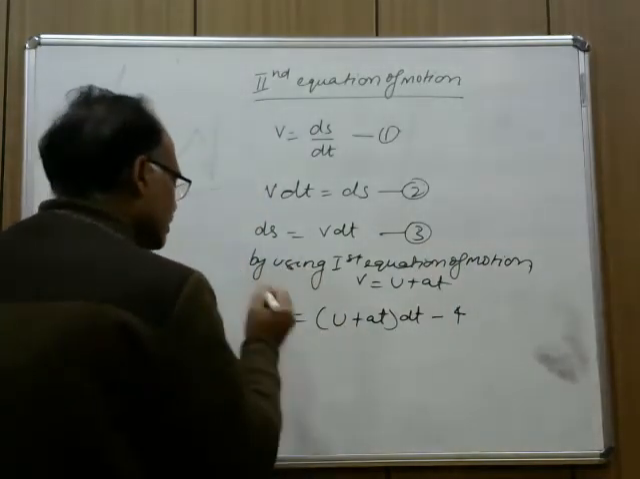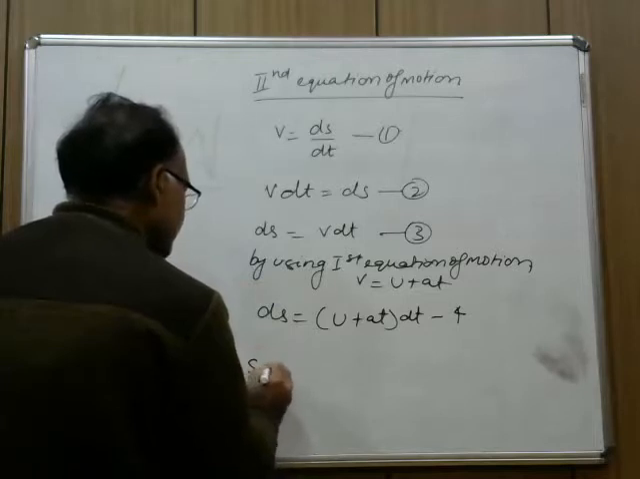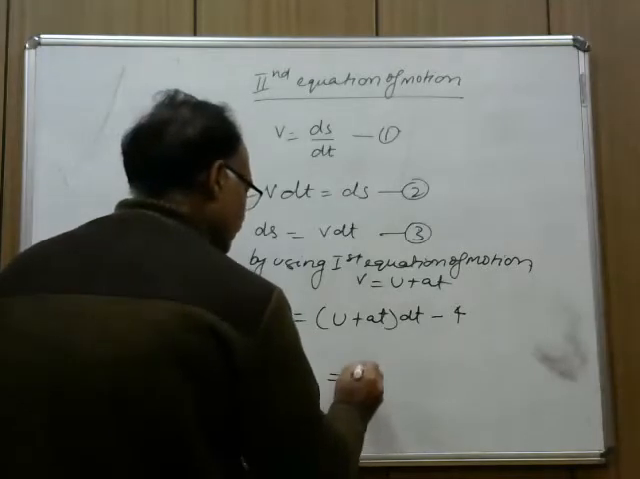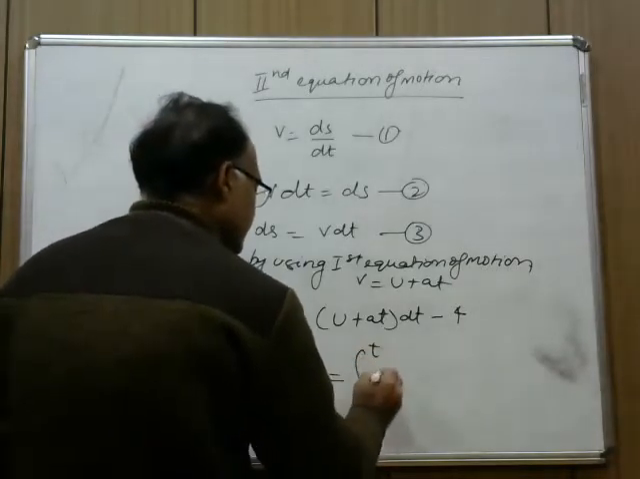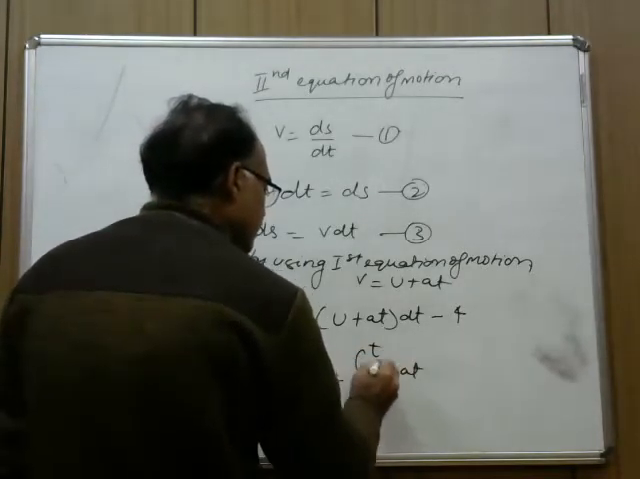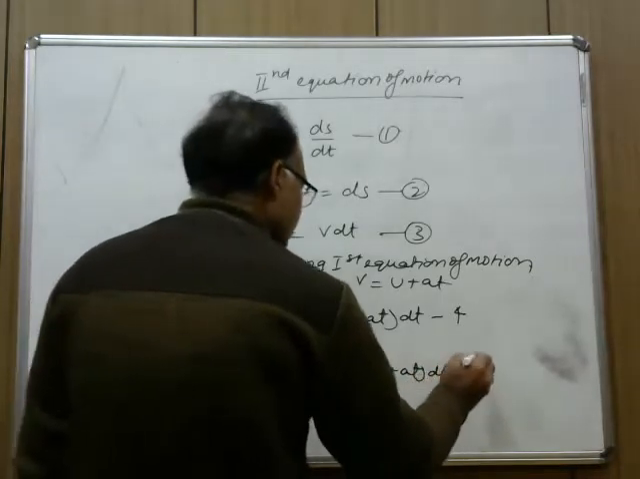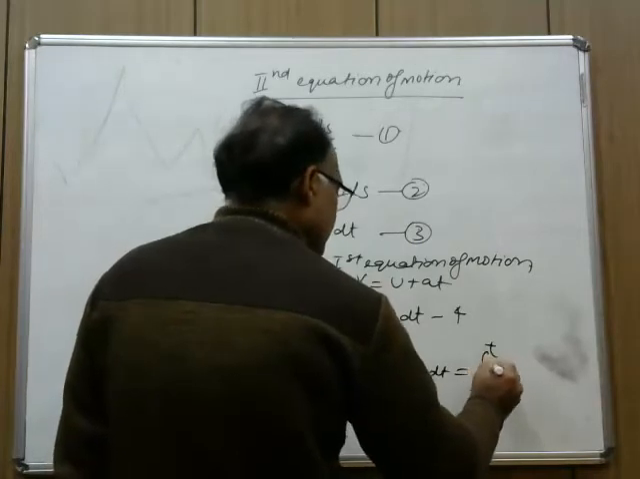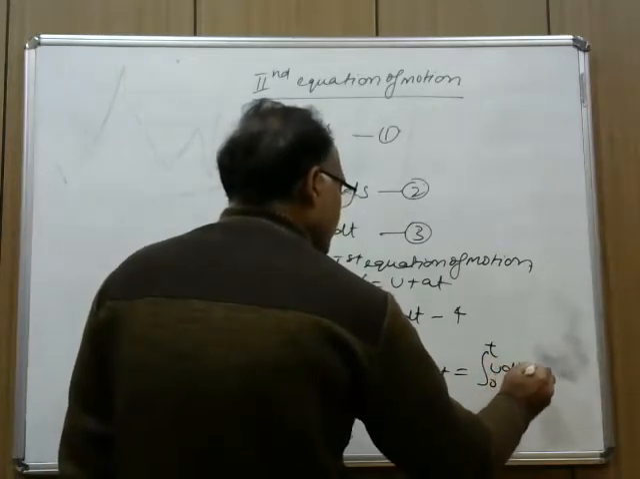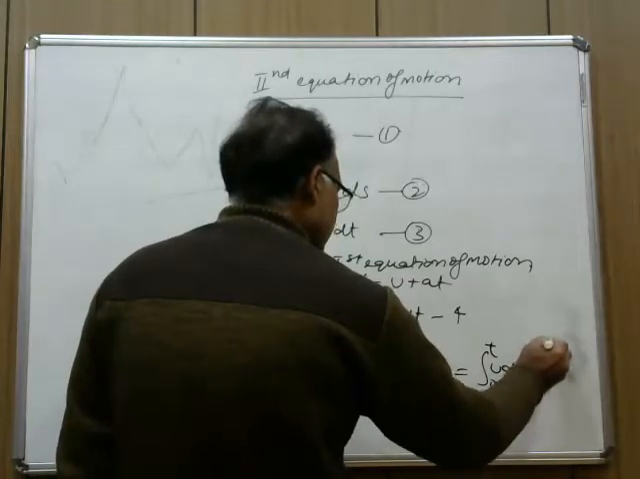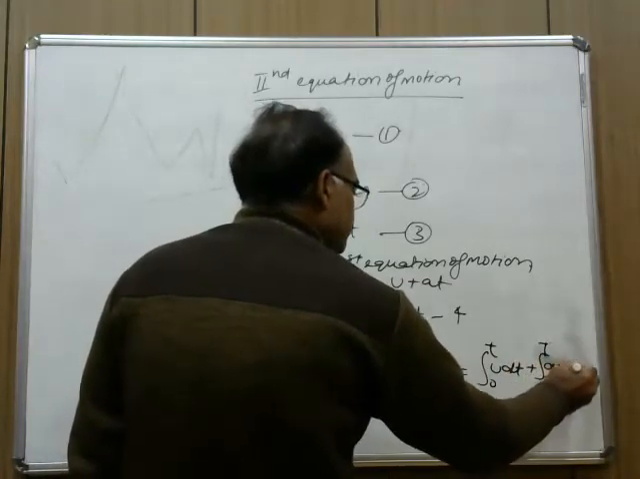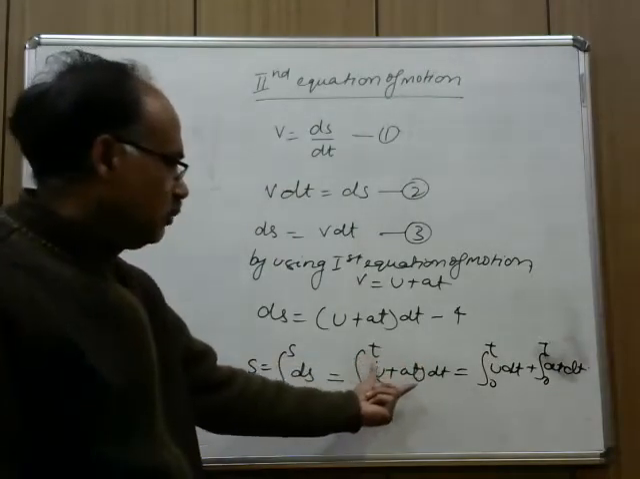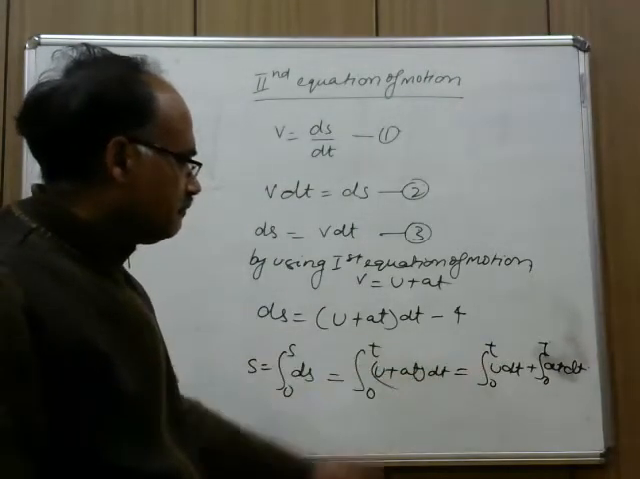Now integrate on both the sides. That is, integral from 0 to s of ds is equal to integral from 0 to t of (u plus at) dt, which is equal to integral from 0 to t of u dt plus integral from 0 to t of at dt. We broke this u plus at into two integrations.